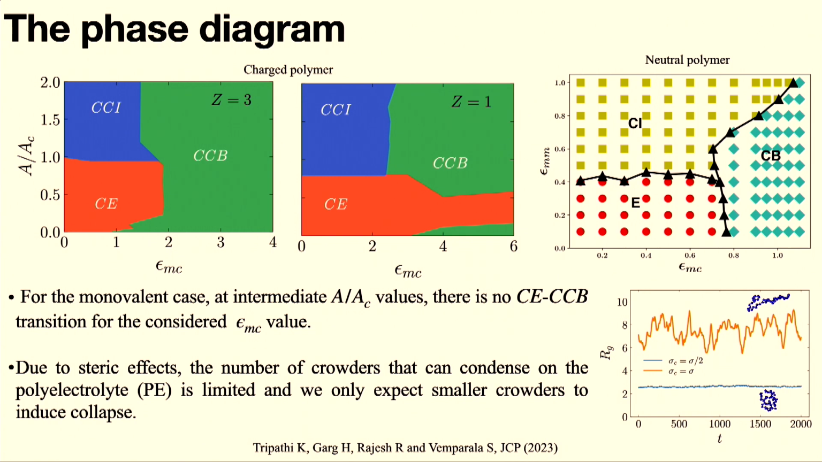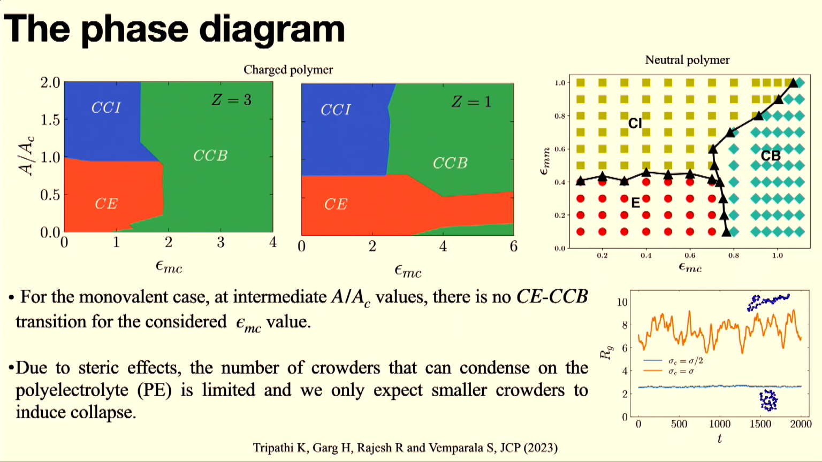So what is interesting to note here is for Z equal to 1, that is, counter ion valency 1, we see there are intermediate values of A by AC where there is no CCB phase, and an E to CCB transition is happening, right? So this kind of strip is extended up to a very large epsilon MC.